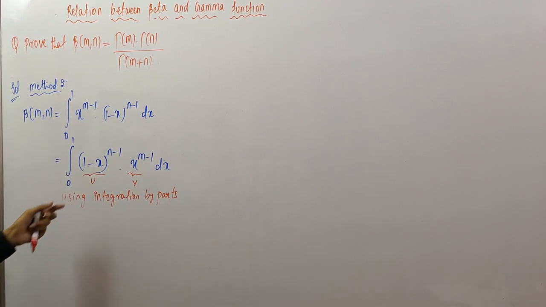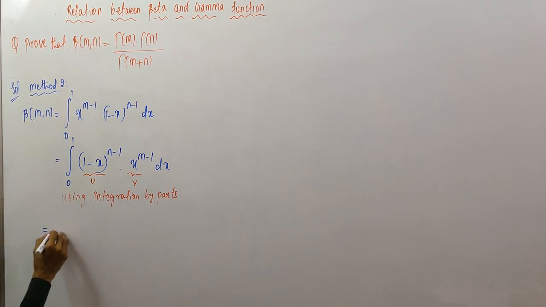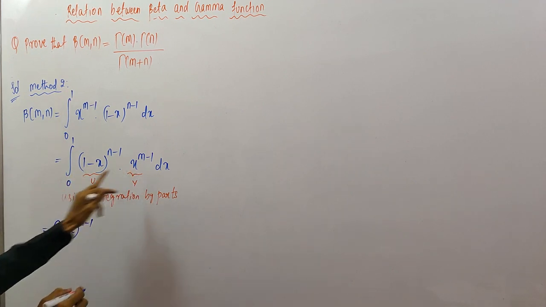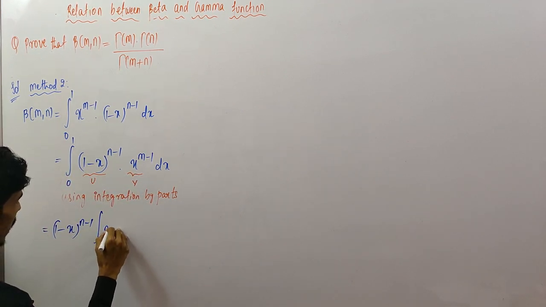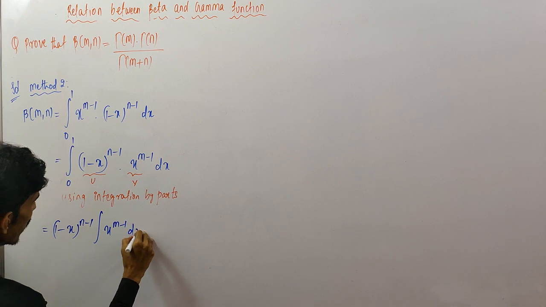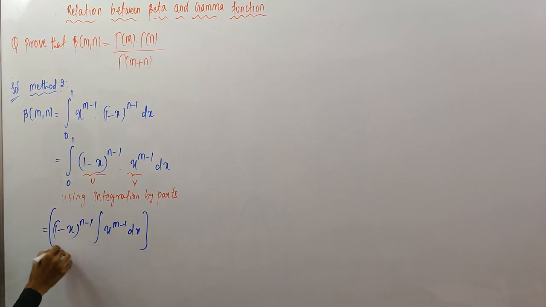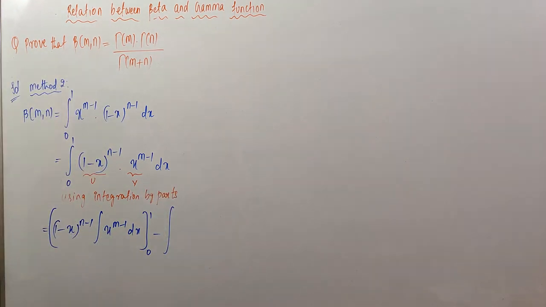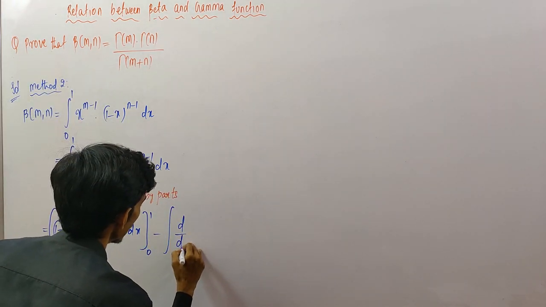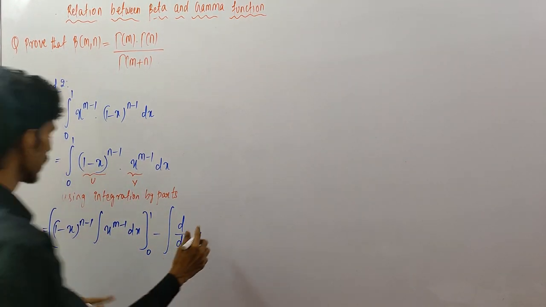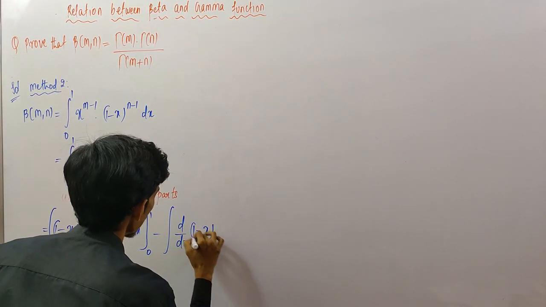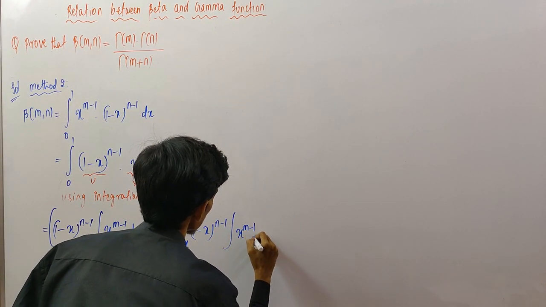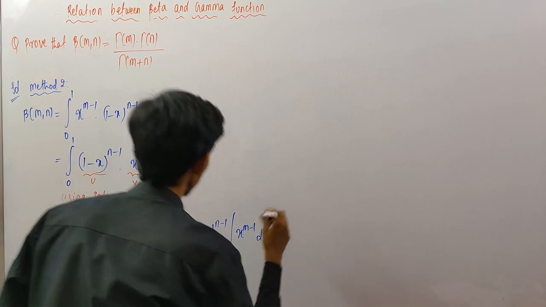So by using integration by parts, leave the first function. We have (1 minus x) power of n minus 1. Integrate the second function, integration of x power of m minus 1 dx, 0 to 1. We have minus integration. Next we have derivative d by dx. Copy this complete term, (1 minus x) whole power of n minus 1, integration x power of m minus 1 dx, whole dx.